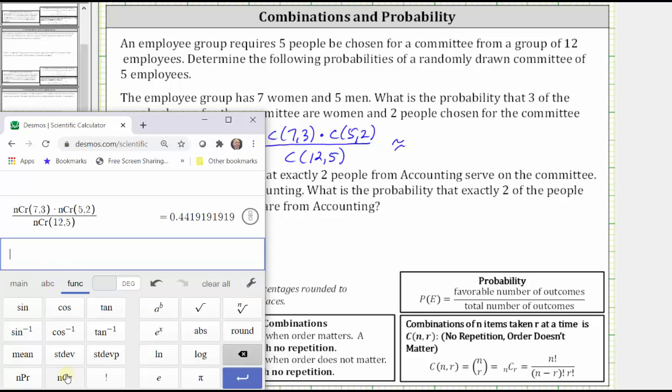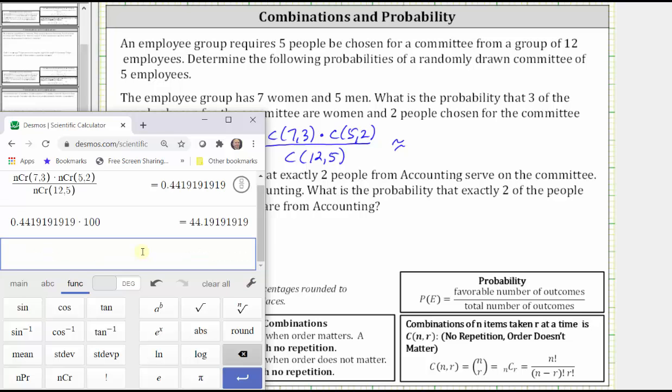Now we have the decimal form of the probability. We want the percent rounded to 4 decimal places. To convert the decimal to a percent, we move the decimal point 2 places to the right and add a percent sign, or multiply by 100 and add a percent sign. I'm going to go ahead and show multiplying by 100. Now again, we're told to round to 4 decimal places. Notice how we have a 1 in the 5th decimal place, and therefore we round down to 44.1919%.